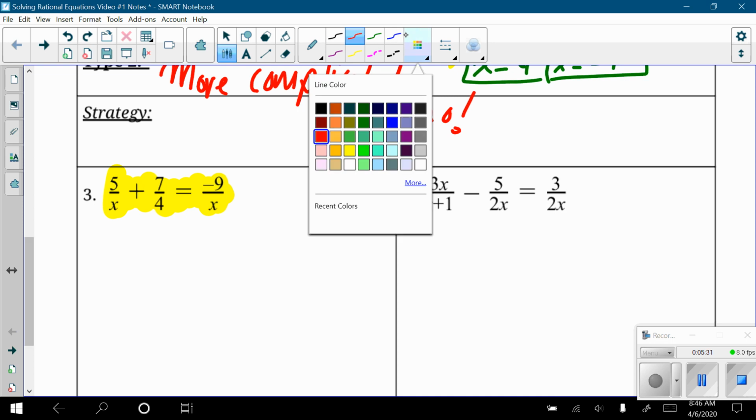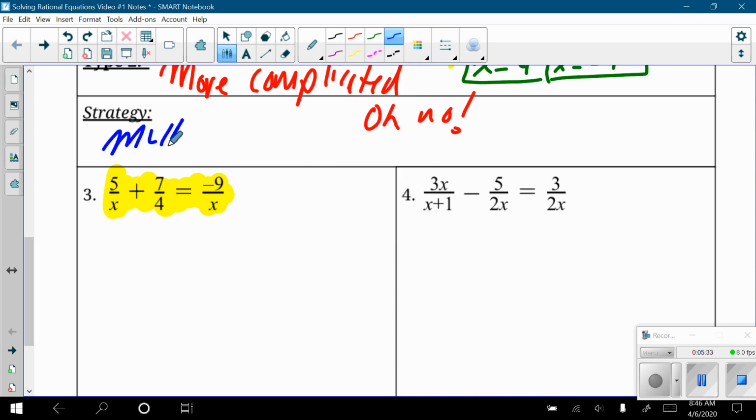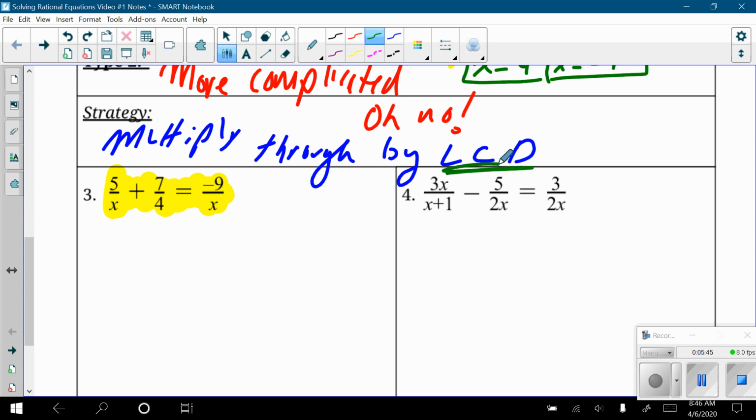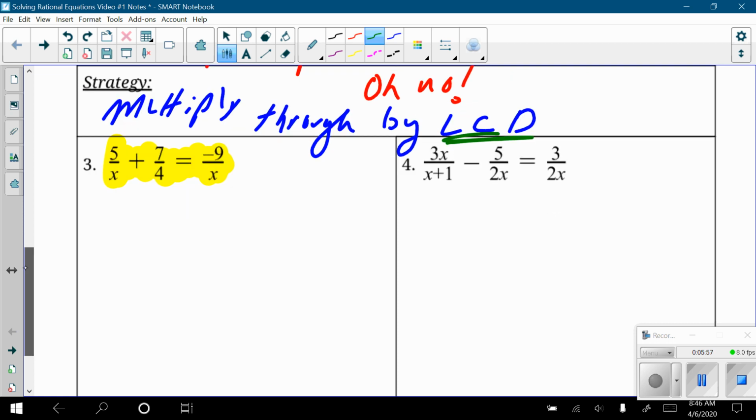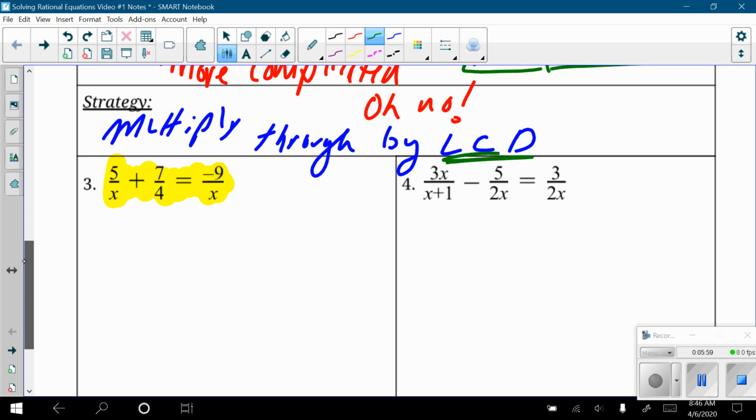What we're going to do is multiply through by the least common denominator. You remember least common denominators from when we did adding and subtracting fractions. A lot of these equations, all of them, are going to have adding or subtracting. And that's kind of the key. So it has to do with that least common denominator.